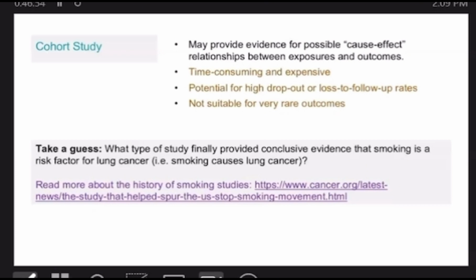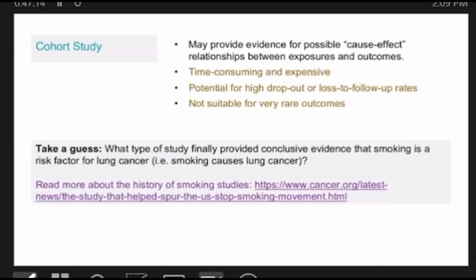You remember the other time when we talked about looking at the effect of aspirin on preventing heart attack. So if you want to work on a rare event like heart attack, then the cohort study may not be a very good observational study for that.